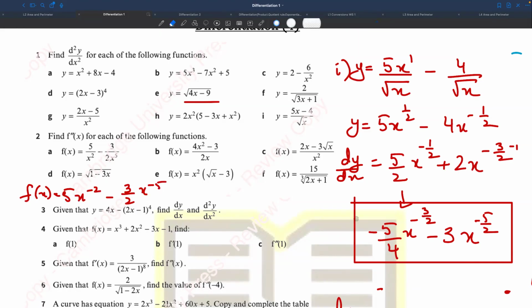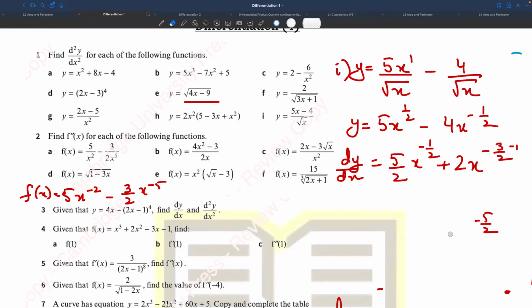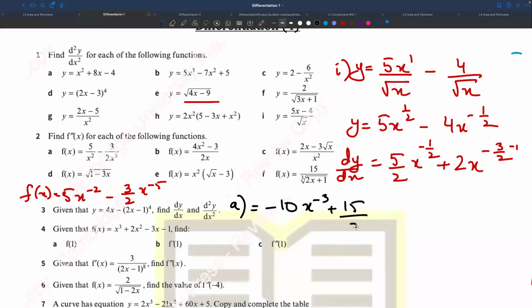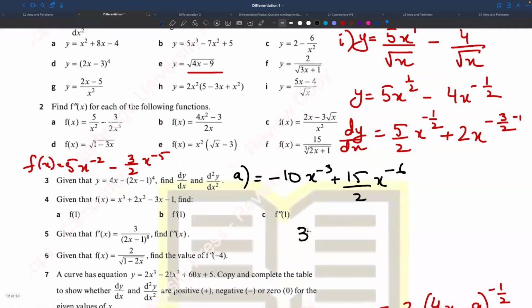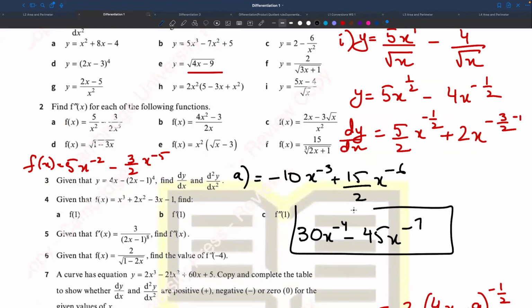Yeah, so if you get a wrong answer, which means you try it again. I will solve it on the board, obviously, but whenever you get a wrong answer, try it again. But I'll just do it. So minus 2 times 5 is minus 10. Minus 10 x power minus 3 plus 15 upon 2 x power minus 6. And then I differentiate it again. That becomes 30 x power minus 4. And this will become 90 upon 2. So minus 45 x power minus 7. Got it now?